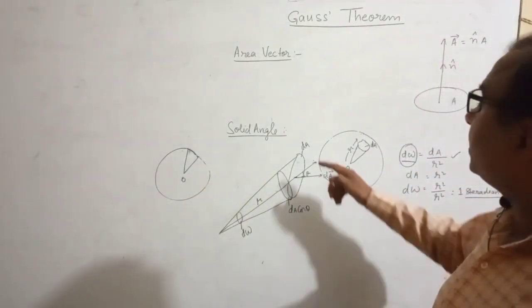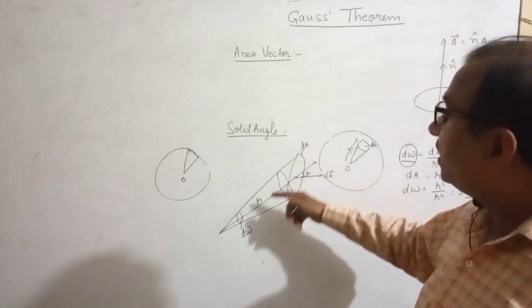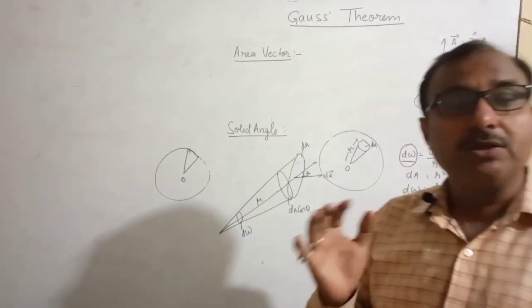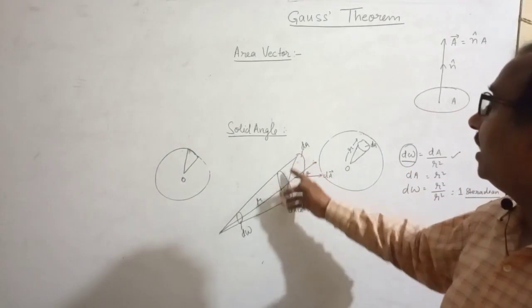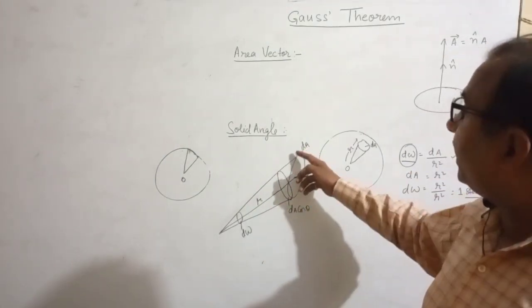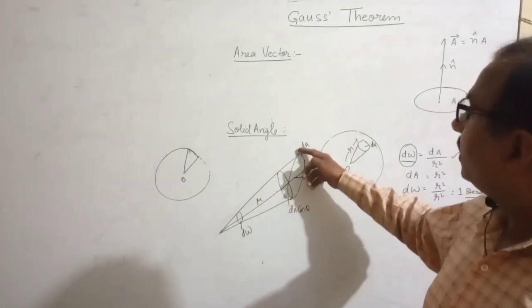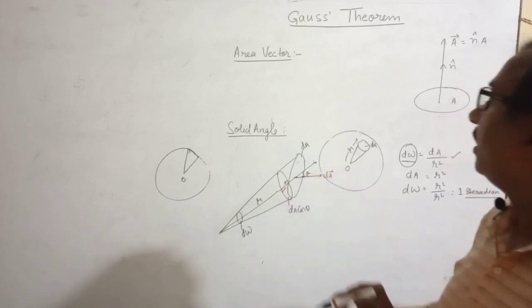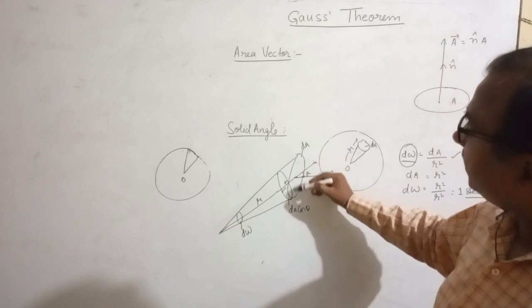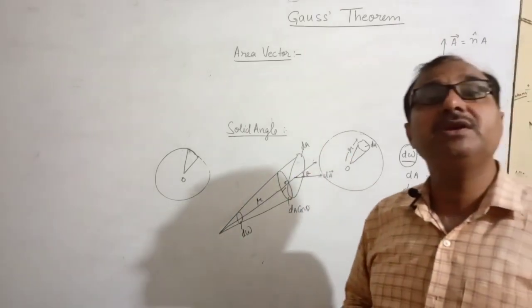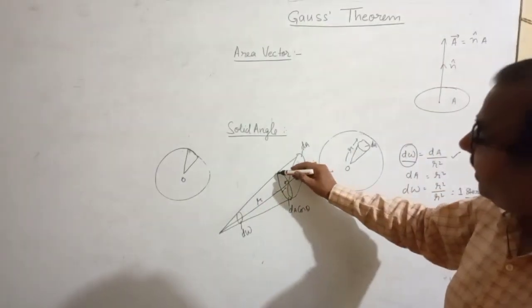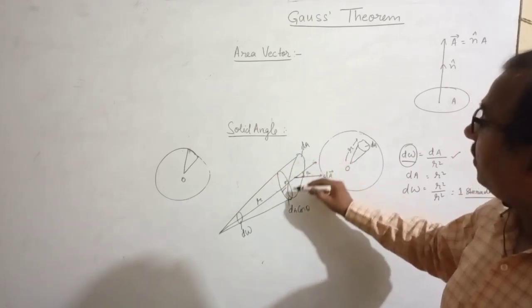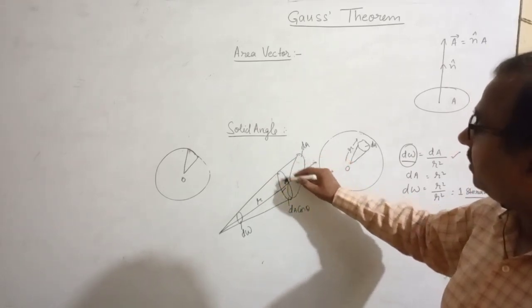But in some conditions, that area is not perpendicular to the center. You take an area that is inclined at an angle theta. The area is making angle theta with the perpendicular. So what we have taken is a perpendicular area, and the angle between both of them, this area and this area, is theta.